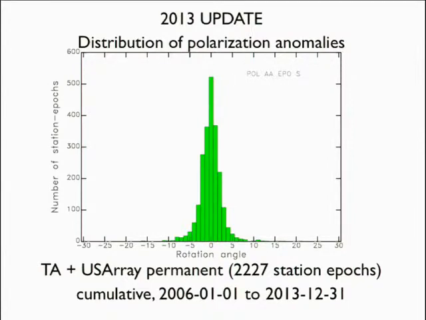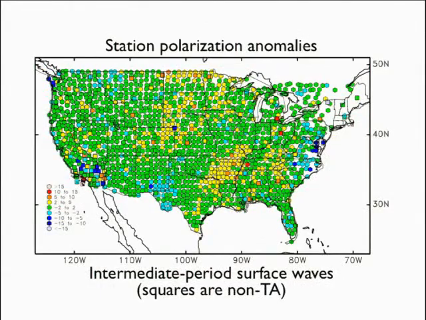And this just shows the distribution of polarization anomalies for each station across the array. You can see that the half-width of this peak is around 3 degrees or so. In fact, if we show it on the map, what is shown here is the anomaly. Green means that the orientation of the sensor is within 2 degrees based on the seismological analysis. I mean, we don't actually know the true orientation, but based on the seismological analysis, it's within 2 degrees of what it's supposed to be.